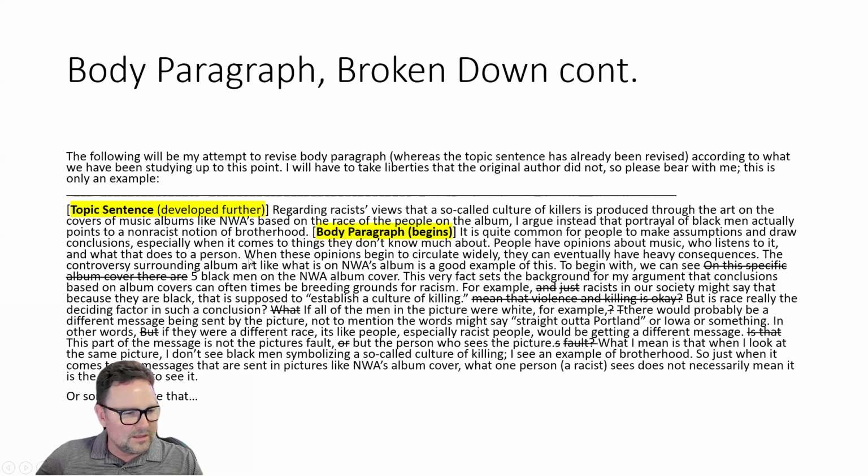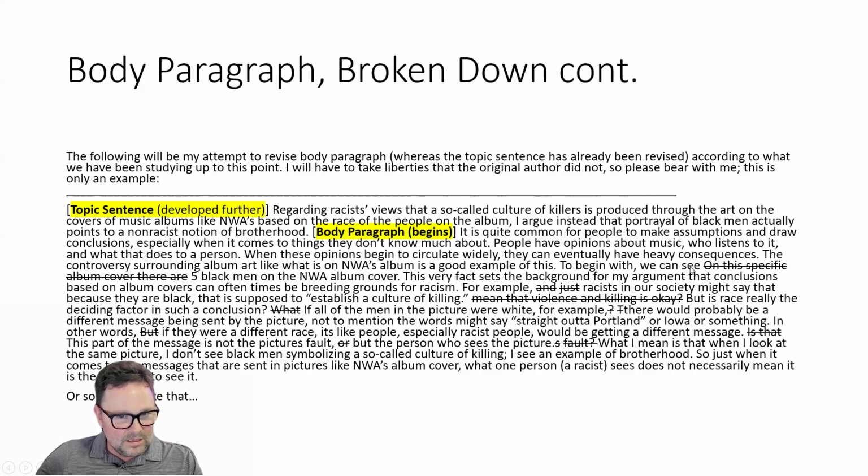This is the situating that I'm talking about, right? When these opinions begin to circulate widely, they can eventually have heavy consequences. The controversy surrounding album art, like what is on NWA's album, is a good example of this. All right. Do you see how we did? This was a great transition by the student. We've helped situate the reader here after the topic sentence, and now we're going to lead right into our example.